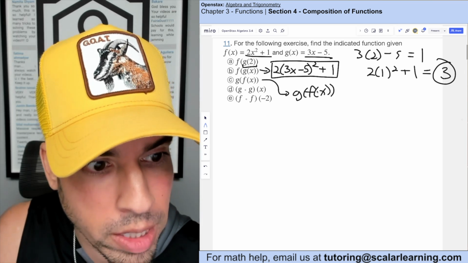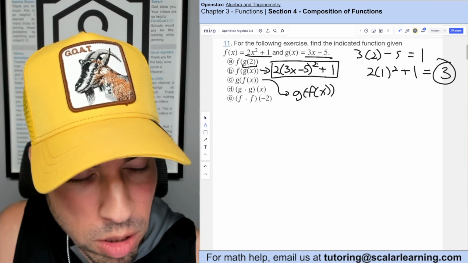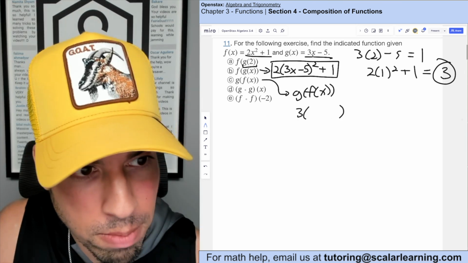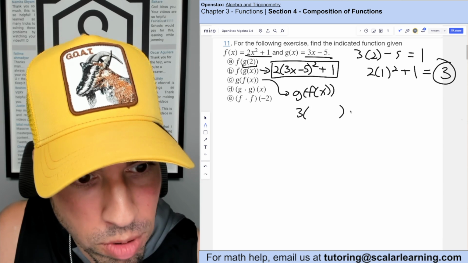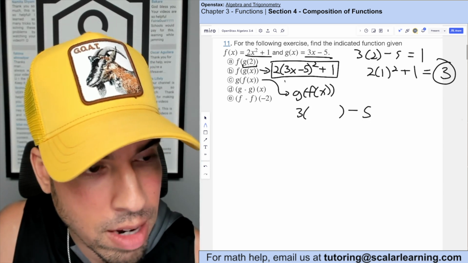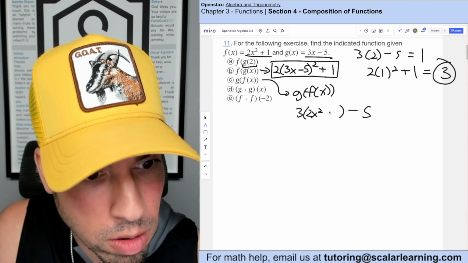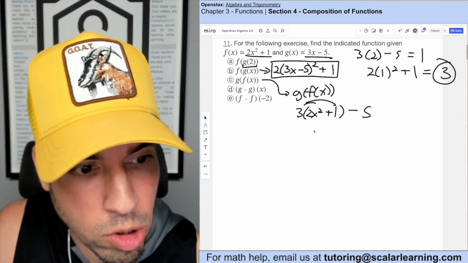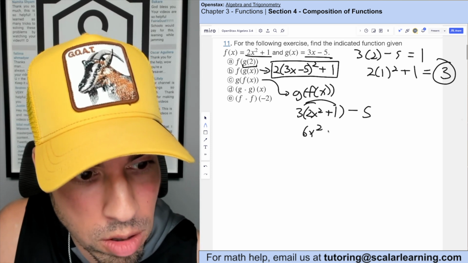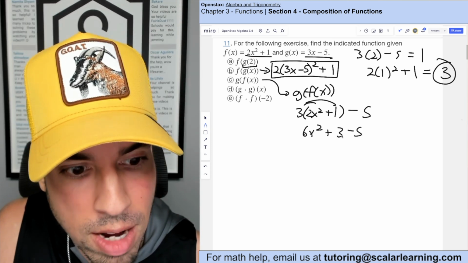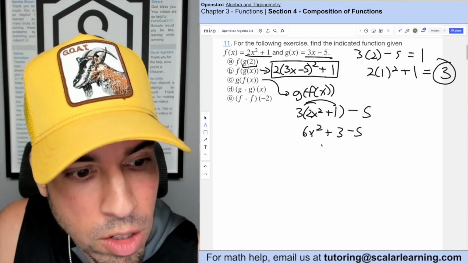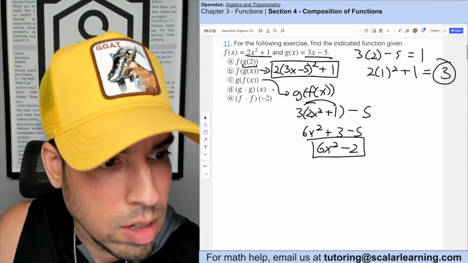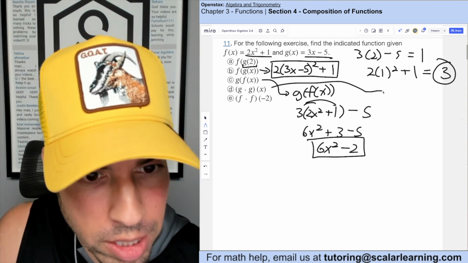Now for part C, we're taking g of f of x. So we're taking f of x, which is 2x squared plus 1, and plugging it into g of x. So I'm replacing my x in g of x with an open parenthesis, and then I'm sliding in f of x, which is 2x squared plus 1. Now, they did simplify it in the book here, so let's do that as well. We're going to distribute. We get 6x squared plus 3 minus 5. 3 minus 5 is negative 2. So we end up with 6x squared minus 2. Boom, done.